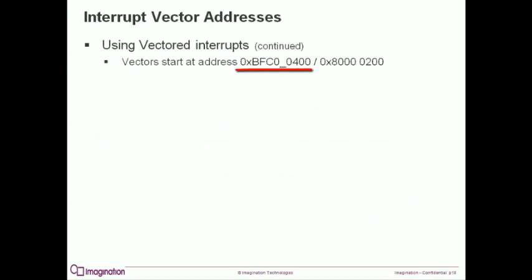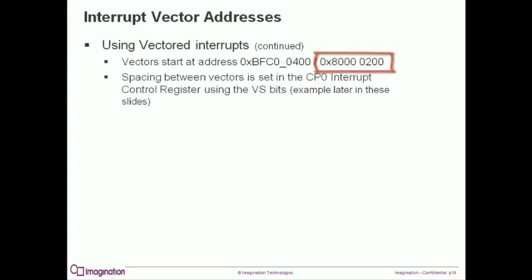The interrupt vectors start at address BFC00400 during the boot process when the boot exception vector bit is set, and at 80000200 during normal operation when the boot exception vector bit is cleared. In both cases, this address is after any other exception vectors.